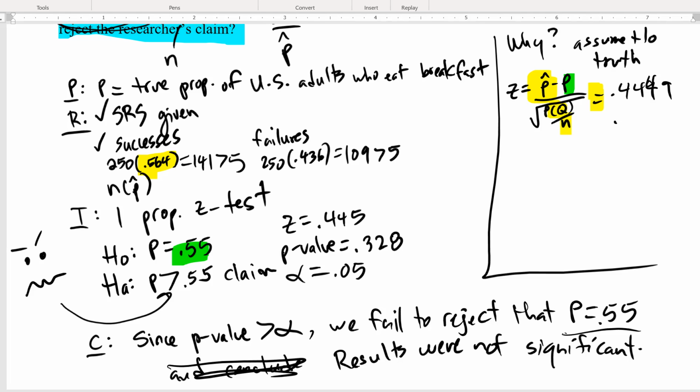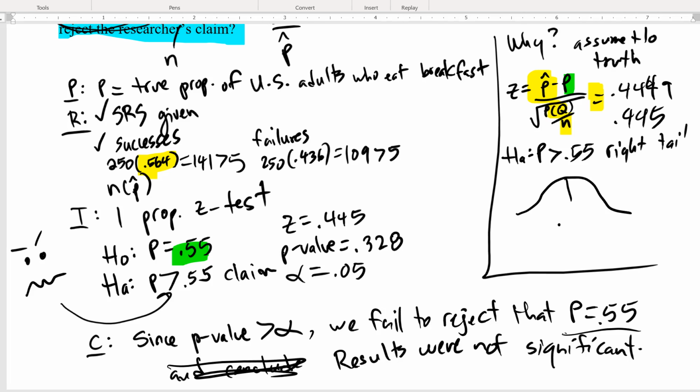Alright, so that's why we did 0.445. Okay? So what did they do with this then? Well, we wanted to find the probability of this occurring by chance. Since our alternative was greater than, we call this a right tail test. If 0.55 is the truth, we find the probability of getting our 0.564 or greater.